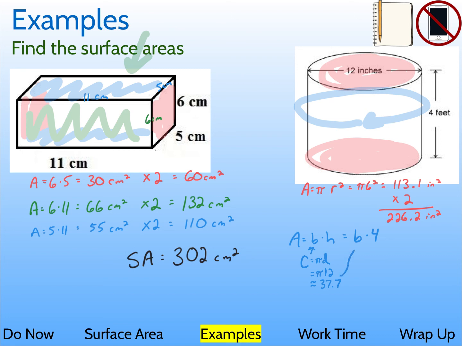So now we can plug this back in up here, and our area is 37.7 times 4, which is about 150.8 square inches. So finally, the last step, of course, is to add this all back together. So the area is 226.2 plus 150.8, which gives us about 377 square inches.